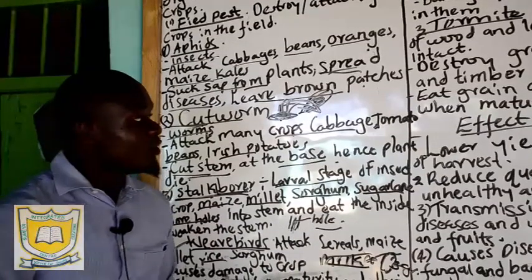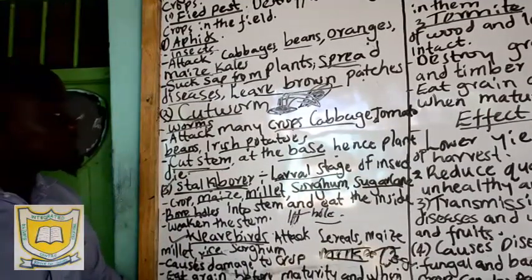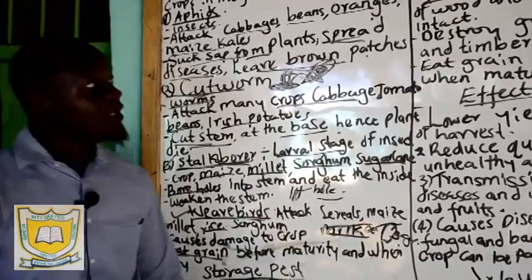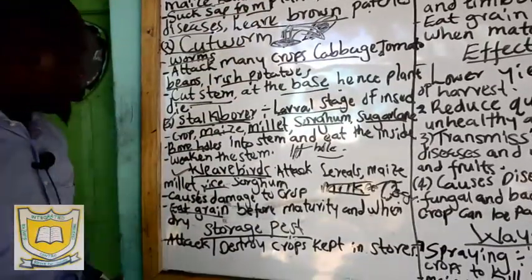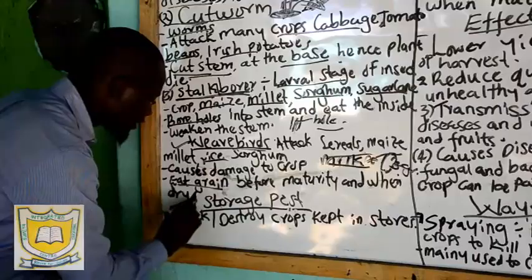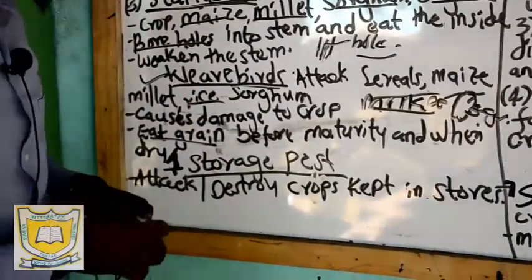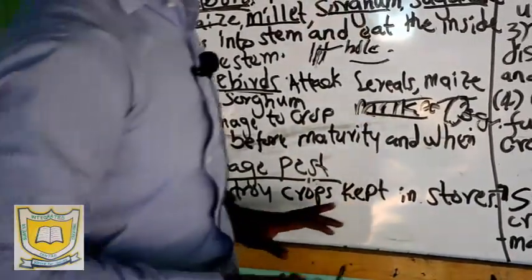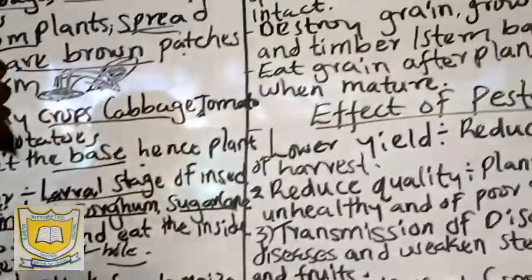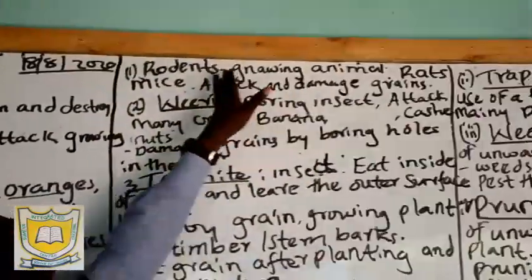Now after that, those are the examples of the field pests and also the effects and the plants that they attack. Now we have the second part where we are going to discuss the storage pest. We say the field pest and storage pest. Under this storage pest, obviously I've already defined it. They attack the crops when they are stored in the stores. Now examples, we have what we call the rodents.